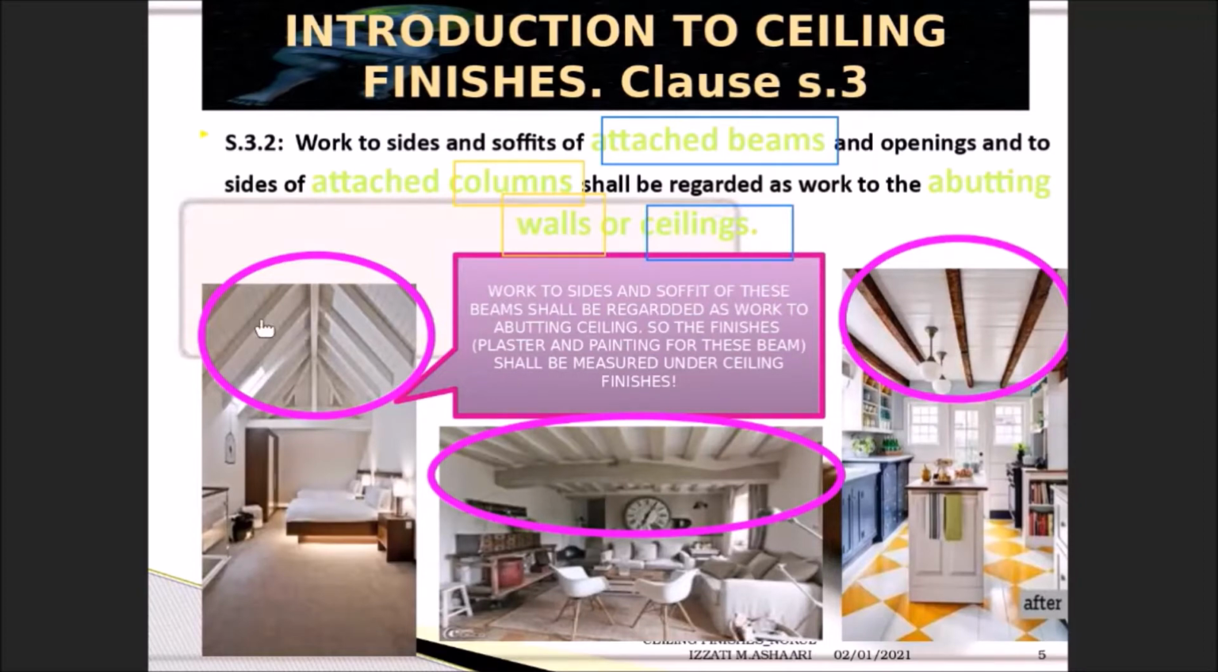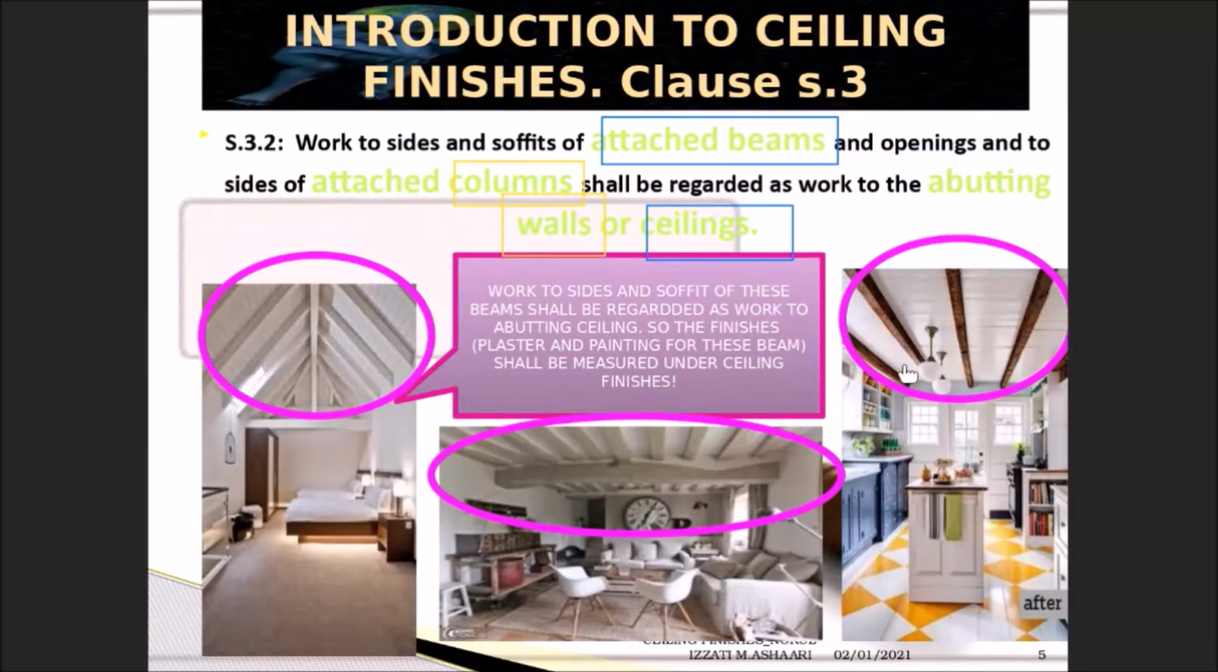You can see the beam and you can see the rafter here, right? So this rafter is measured under ceiling finishes. Can you see the second one? You can see the beam here. The beam here is measured under ceiling finishes as well.